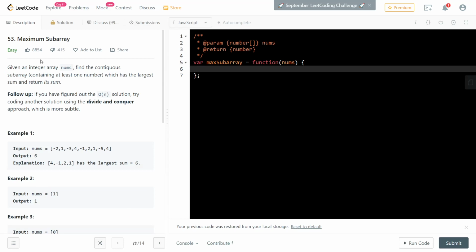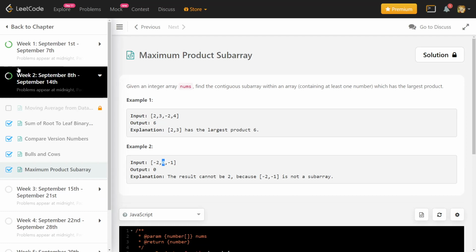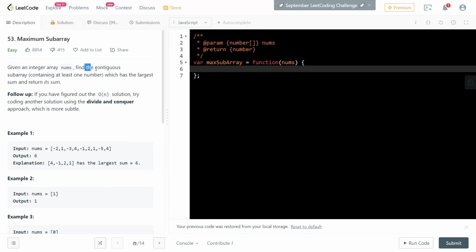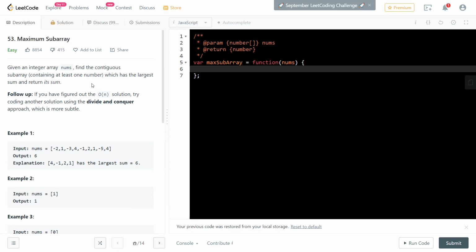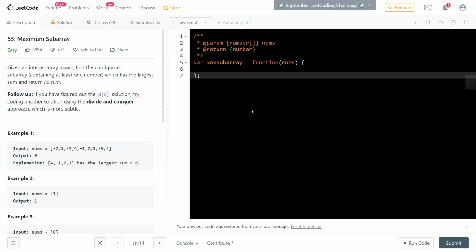So what is maximum subarray? In this problem we have to find the subarray which has the largest product, but in maximum subarray, we have to find the contiguous subarray containing at least one number which has the largest sum, and return its sum, right? So we just return the sum in that question, and in today's question we just have to return the product, so we don't have to return the array for now. Let's see how this question can be solved.